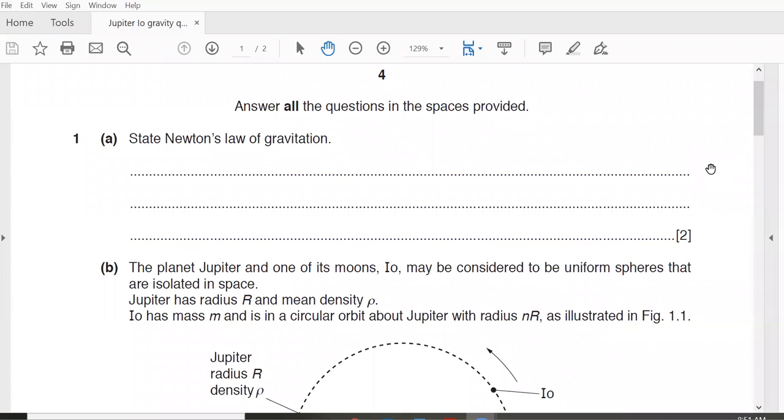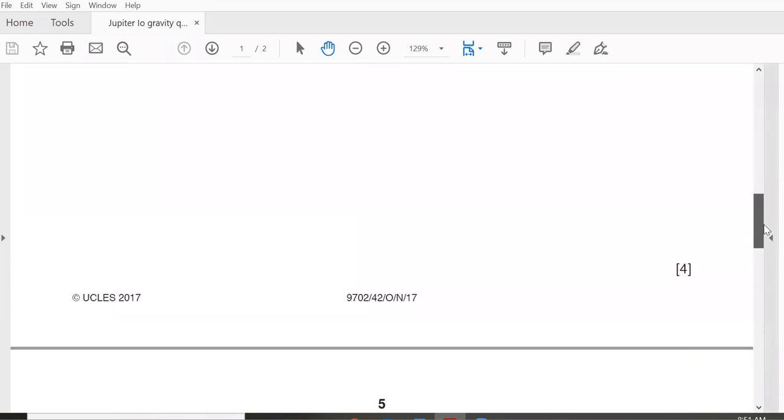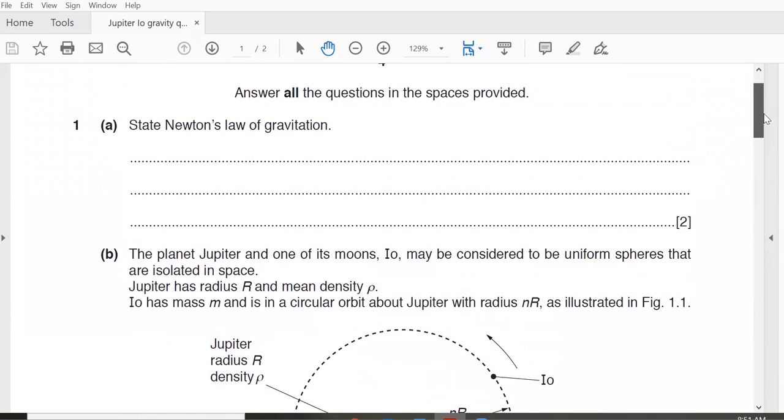Hello and welcome. We're going to be working through question 1 from ACE Physics paper 4. This comes from 2017, October-November administration, paper 42. All right, state Newton's law of gravitation.